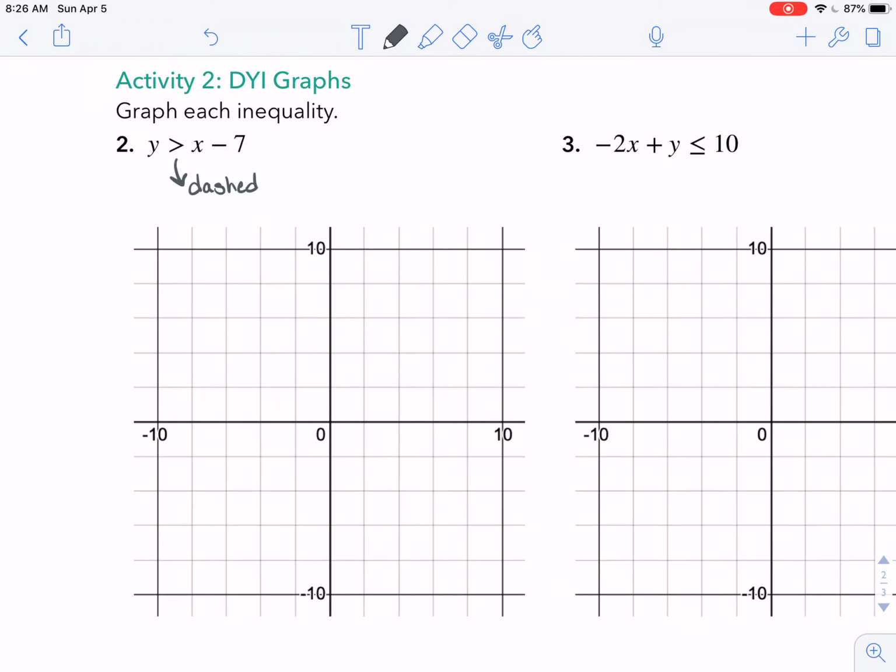Okay, so we decided if our graph should be solid or dashed. Next, we're going to graph the line. So we're going to graph the line y equals x minus 7. To graph this line, I look at my y-intercept at negative 7, which is right here. And I notice my slope is 1. So I'll go up 1 over 1, up 1 over 1, up 1 over 1.